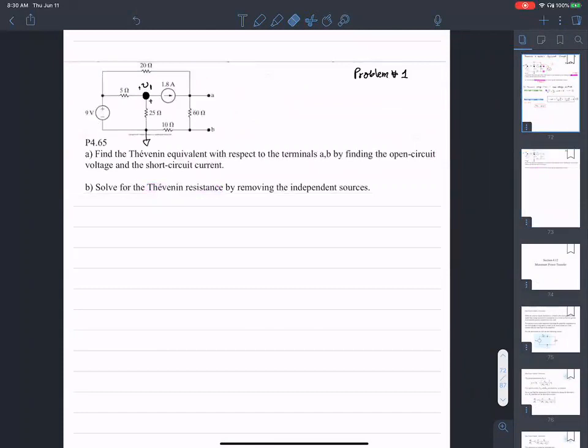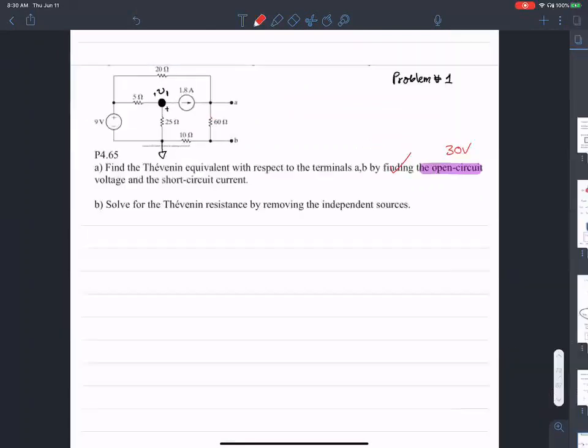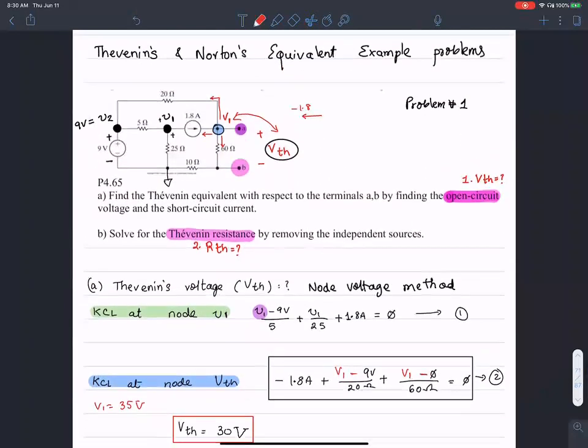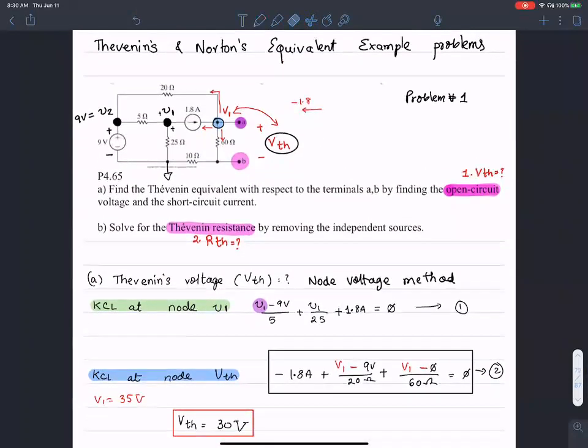So the first step is to find the open circuit voltage. We did that on the previous example. V1, would that just be like V naught or some other type of V? Yeah, thank you. We can call this V naught, just so there is no conflict. So I'm going to call this V naught. That's a good observation.